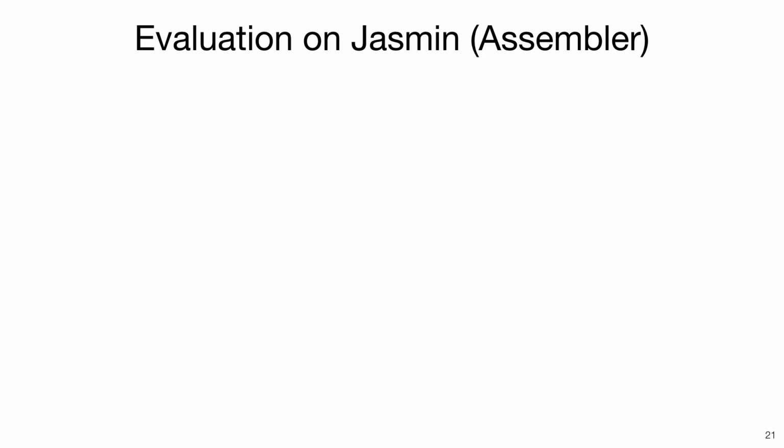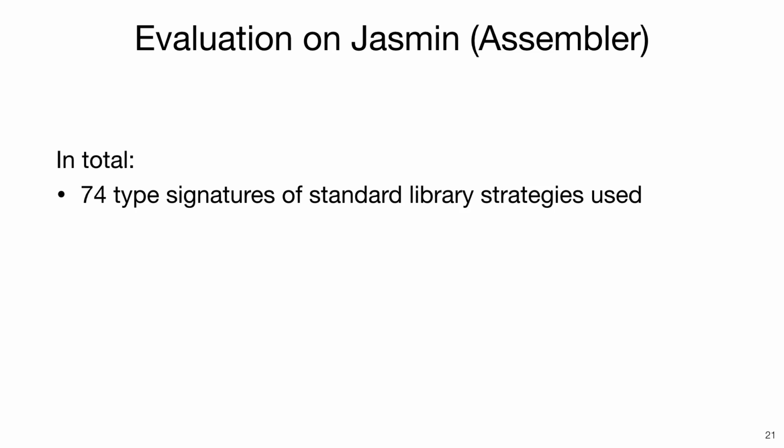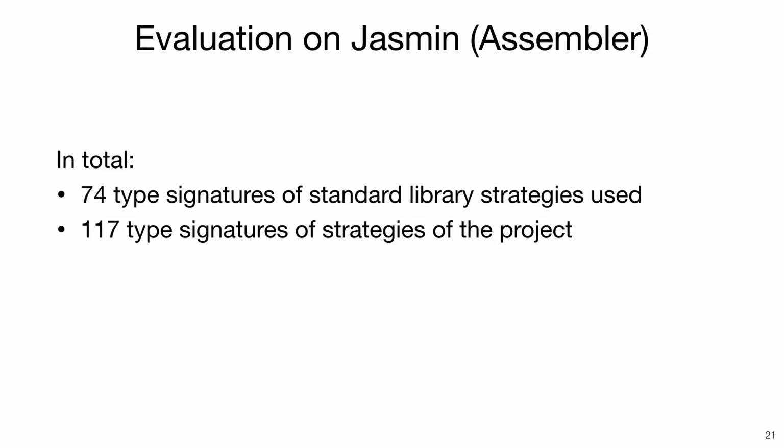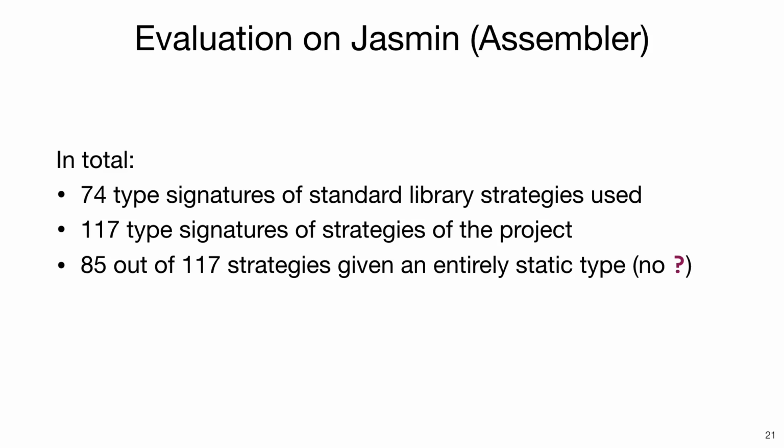We first review the evaluation of the assembler code. We added type annotations for the standard library that were used in the project, which were 74 in total, and then we started gradually adding type annotations for strategies and rules. We didn't always get it right the first time, but inconsistencies were quickly found by the type system. We ended up with 117 type signatures, 85 of which did not need the dynamic type at all.